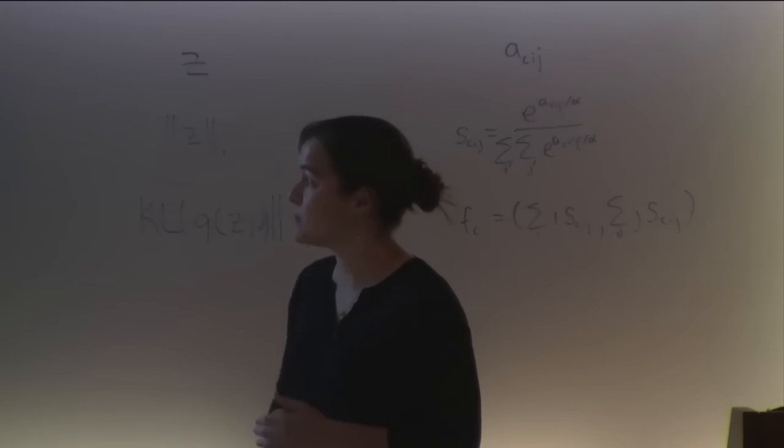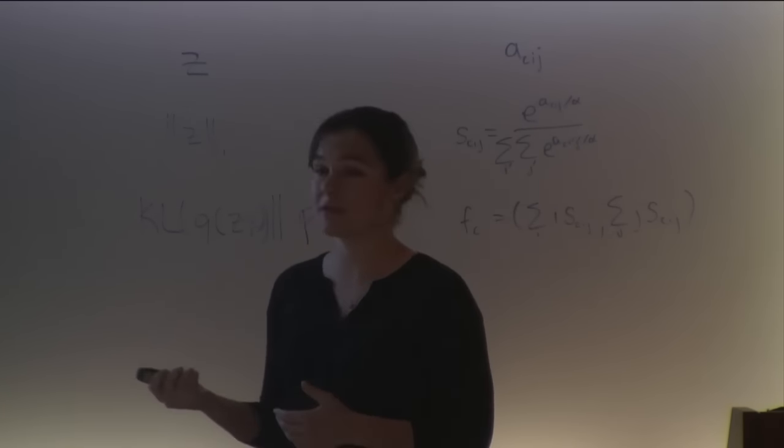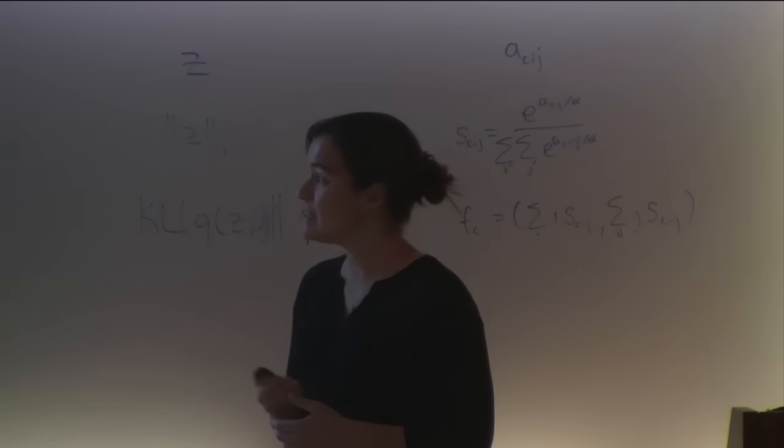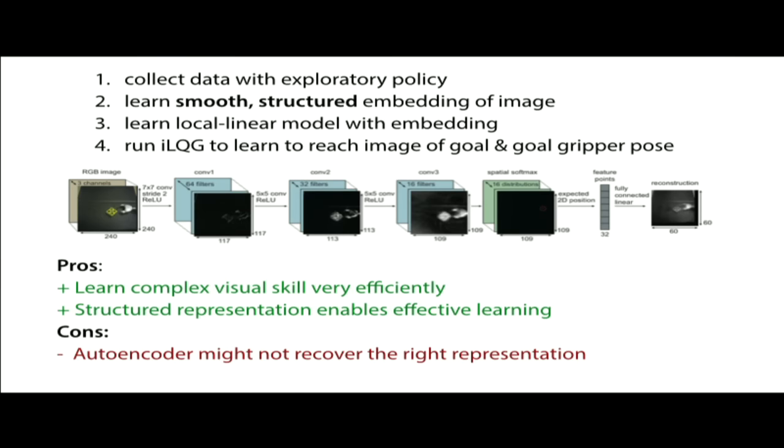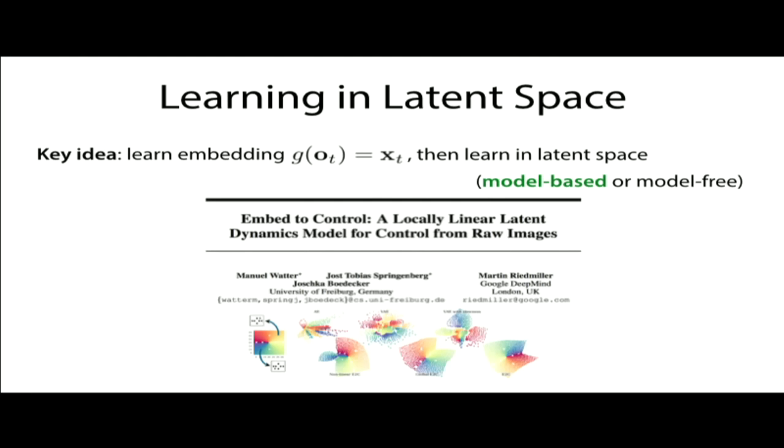Okay, so some pros. First, it's able to learn a complex visual skill very efficiently. And the structured representation enables effective learning. The cons are that the autoencoder, again, might not recover the right representation. The reconstruction cost of the autoencoder has the goal of just reconstructing the image, and that objective isn't necessarily consistent with the objective of the task. And so there's still a chance that the feature points might not hook onto the objects that you really care about.